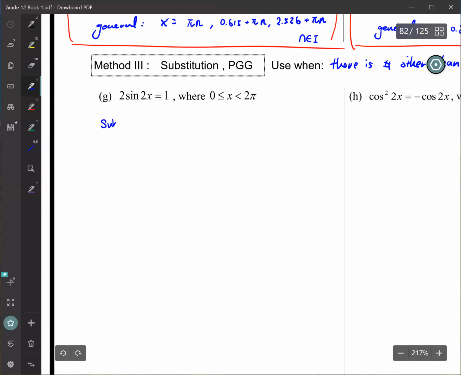We are going to sub 2x as a new variable. So let's say we call it a then.